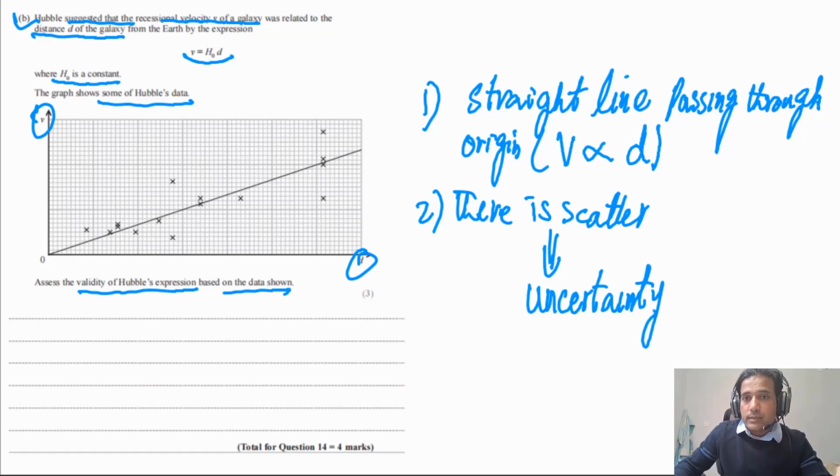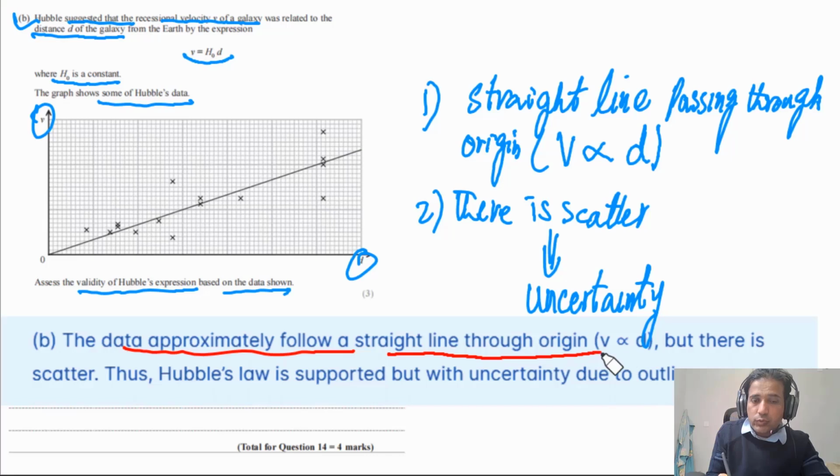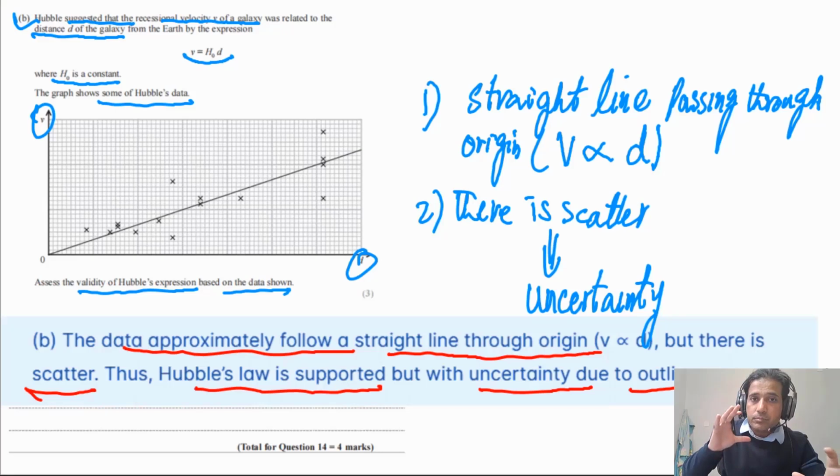Now let me show you how you can write down a proper answer. First point, you have to say the data approximately follow a straight line through origin. So v is directly proportional to d. But there is scatter. So Hubble's law is supported but with uncertainty due to outliers. This is how you need to answer, based on data. The question emphasizes based on data shown, so you have to talk about data.